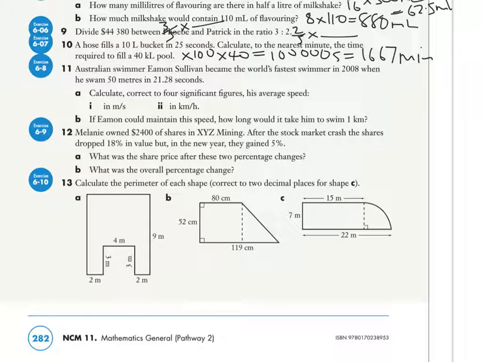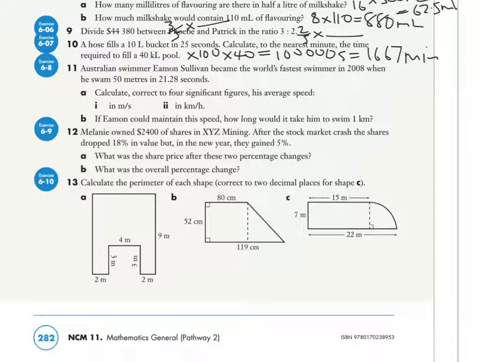Eamon Sullivan swam 50 metres in 21.28. Calculate in metres per second. So we need it in 1 second, not 21.28. So we need to divide by 21.28. And you get approximately, or to 4 significant figures, 2.350 metres per second.